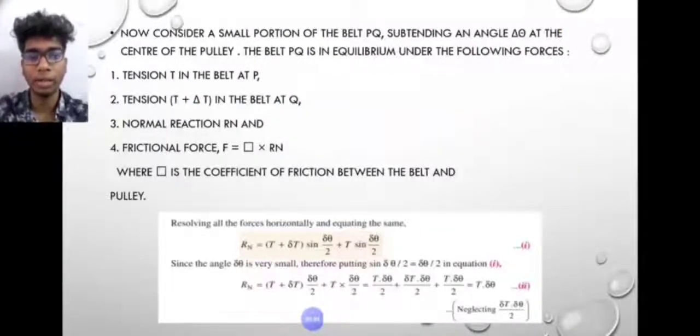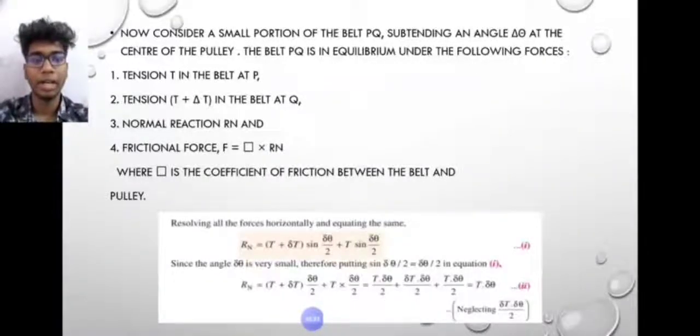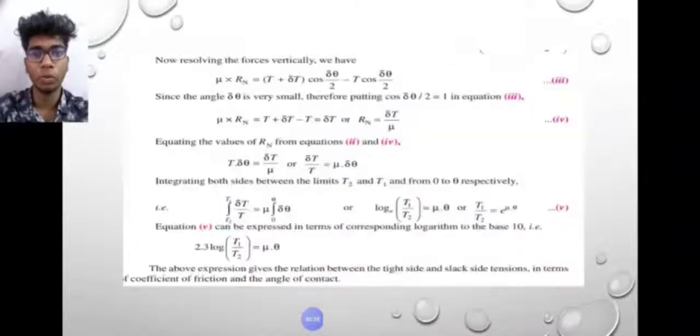Rn is equal to T plus delta T into delta theta by 2 plus T into delta theta by 2, which is equal to T into delta theta by 2 plus delta T into delta theta by 2 plus T into delta theta by 2. By adding all the three terms, we get T into delta theta. Here we are neglecting the term delta T into delta theta by 2. Now consider the above equation as equation 2.